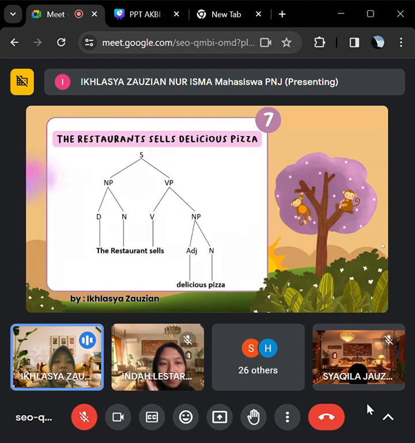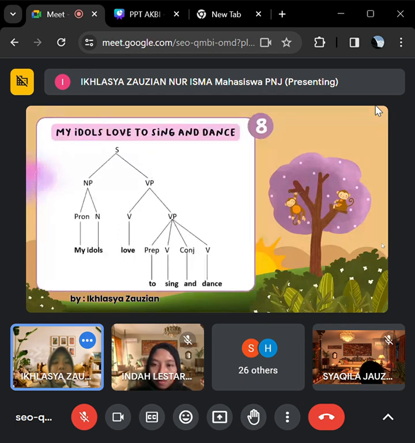Next, the restaurant sells delicious pizza. The is a determiner, restaurant is a noun, the restaurant is a noun phrase. Sells is a verb, delicious is an adjective, pizza is a noun. Delicious pizza is a noun phrase, sells delicious pizza is a verb phrase.